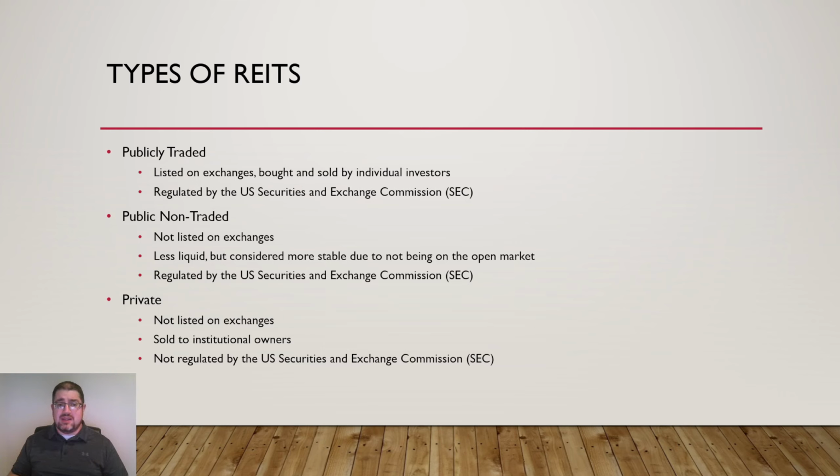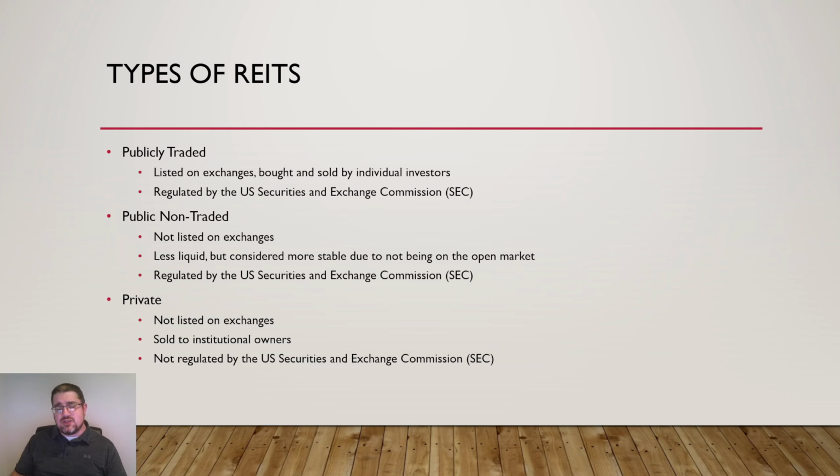They can be ETFs, they can be just regular REITs themselves, or they can be mutual funds. They're just available, and also they're regulated by the U.S. Securities and Exchange Commission, the SEC. But they're just the ones that are right out there for you to buy and sell all day long. Then you have the public non-traded REITs.